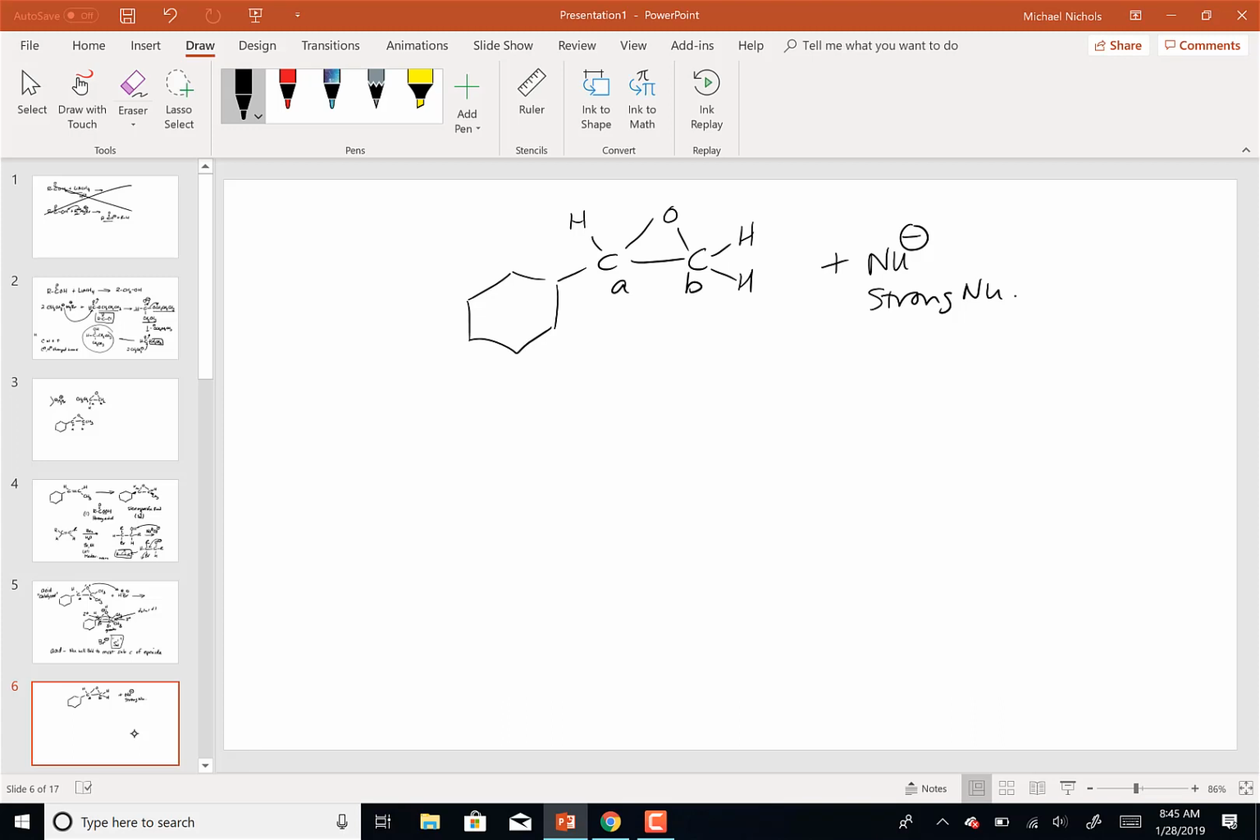So let me ask this question. I'm adding a strong nucleophile. What kind of mechanism am I looking at now? Am I looking at SN1? Nah. SN2? Yes. So what I've done by using the strong nucleophile is I've changed this to an SN2 mechanism.